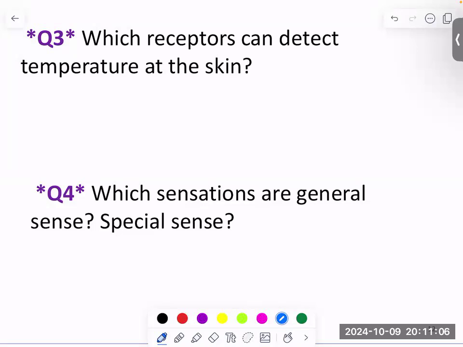What are the general senses? Name one. Touch, pain, pressure, temperature, chemical. What are the special senses? Sight, smell, taste, hearing, equilibrium, balance.